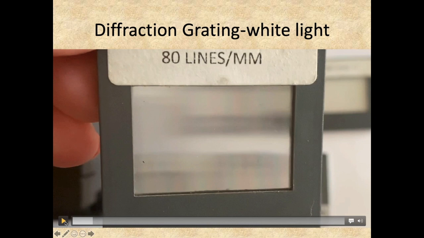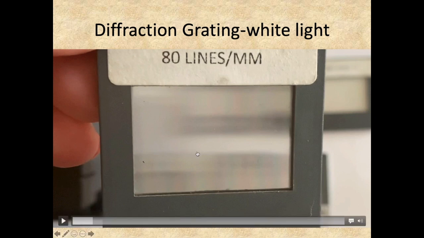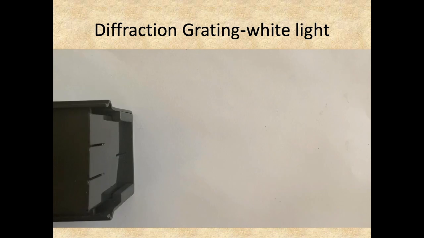When you look at a diffraction grating, it must be very hard to imagine what 80 lines per millimeter looks like. Well, it doesn't look like anything. It just looks like a blurred piece of glass. You can't really tell the lines, obviously, when they're that close. But when we put it in front of a light source, you'll see the effects.